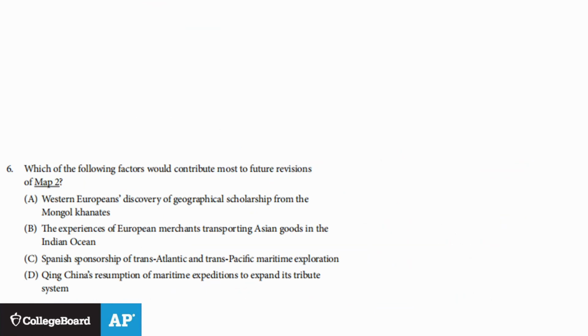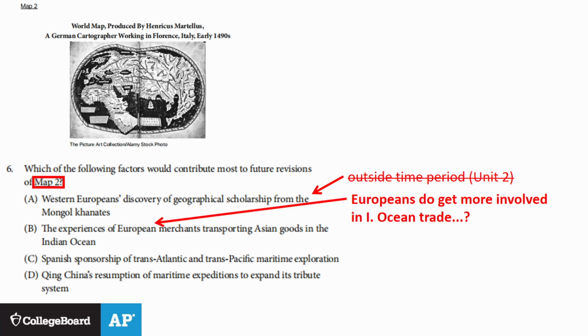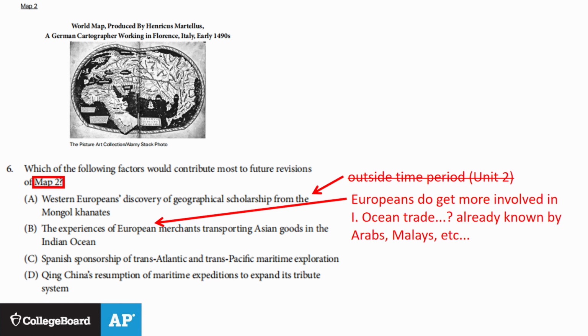Number 6, I think, is the most tricky. Which of the following factors would contribute most to future revisions of Map 2? Hopefully you can eliminate A, since the Mongols are from Unit 2 and outside the time period. You might want to pick B because Europeans do indeed get more involved in Indian Ocean trade in Unit 4. But then again, most of the Indian Ocean trade maps had already been understood pretty well by earlier merchants, like Arabs and Malays. Let's not eliminate it quite yet.